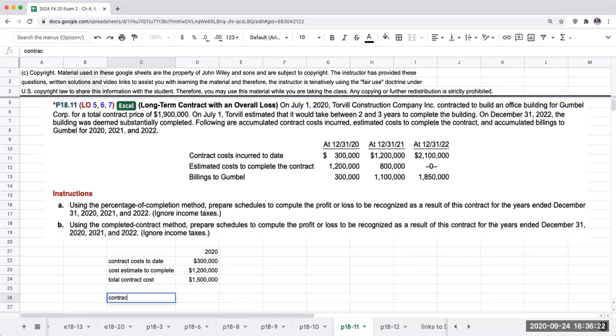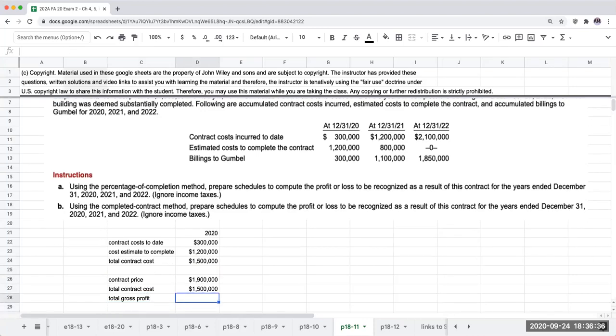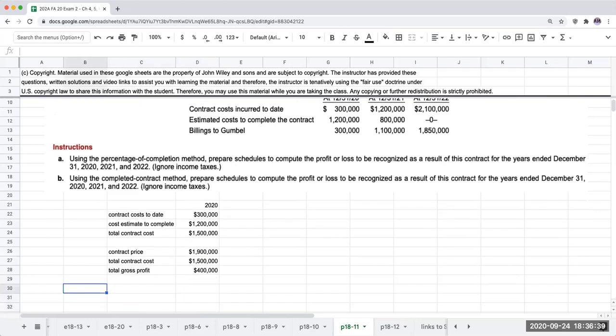So here my contract price is 1.9 million. And so then over here, my total contract cost is 1.5. Total gross profit is going to be 400,000. So my percentage that I'm done as of today. So here, my percent complete is going to be my contract cost to date of 300,000, dividing this by my total contract cost of 1.5 million. When I divide these two here, I get 20%.